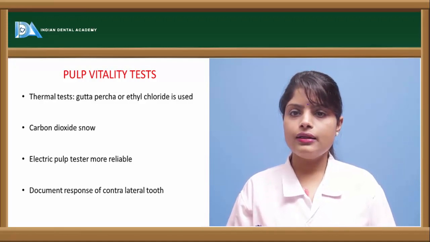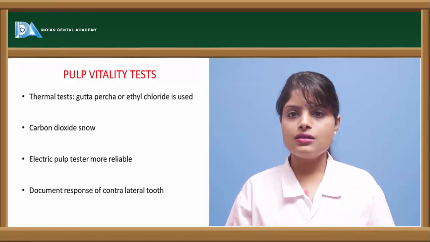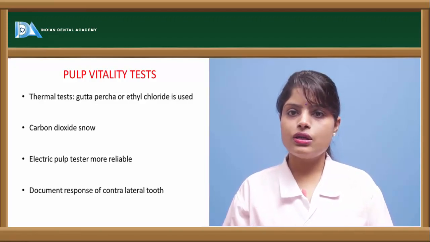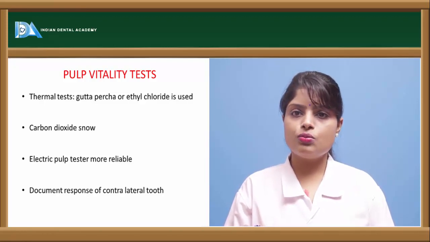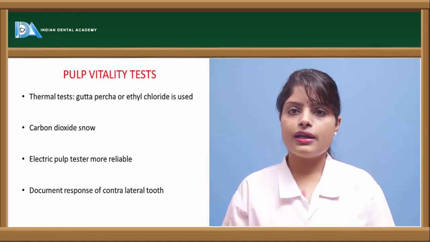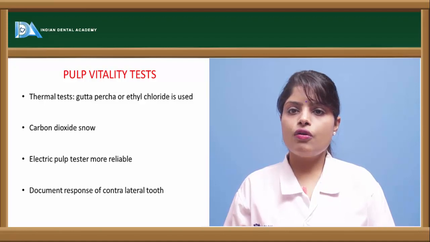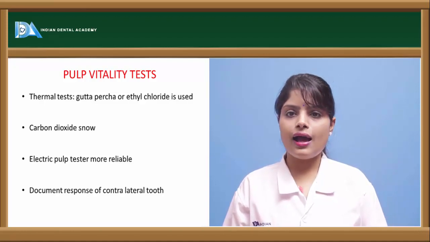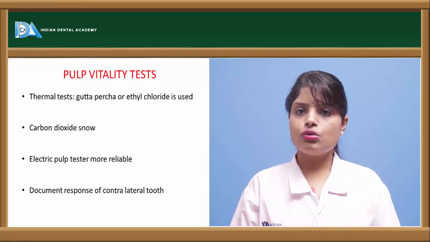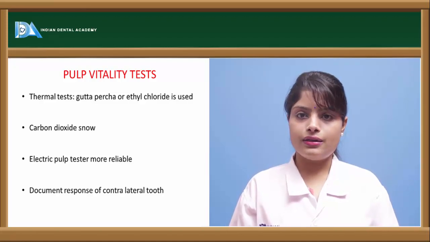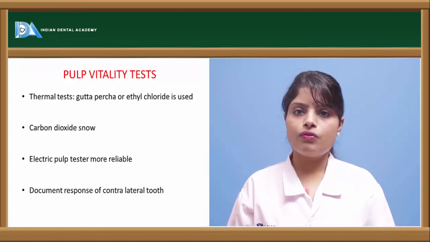the test. Then the cold test is done by means of carbon dioxide snow, dry ice or ethyl chloride, which will lead to a positive test if the tooth is responding, and if it is not responding, it is a negative test. Even an electric pulp tester is used for the vitality of the tooth, and all the documentation should be done regarding which tooth is vital and which tooth is not vital, which will further lead to planning the treatment of the tooth.